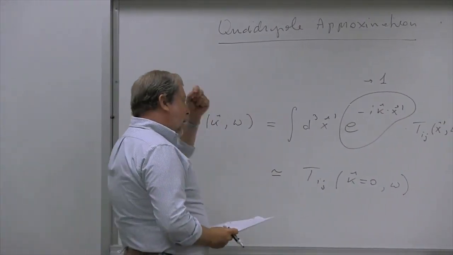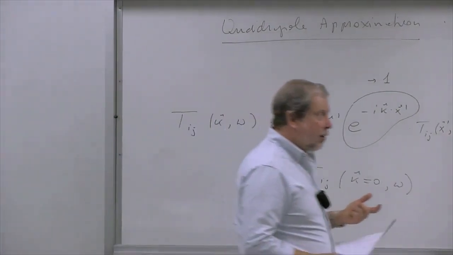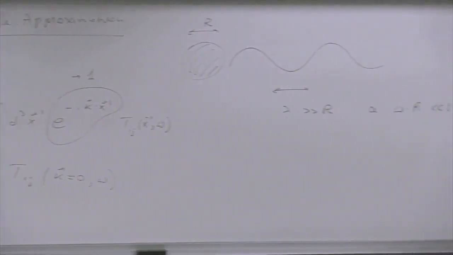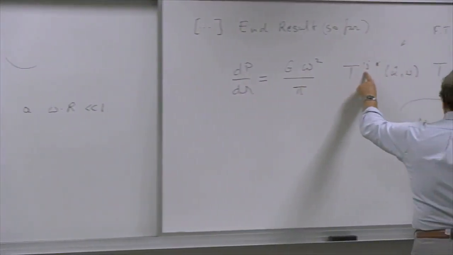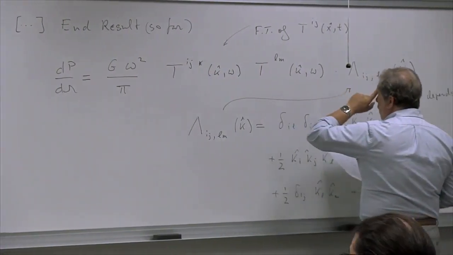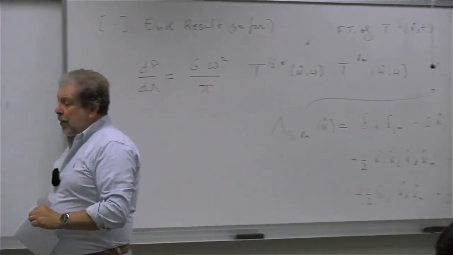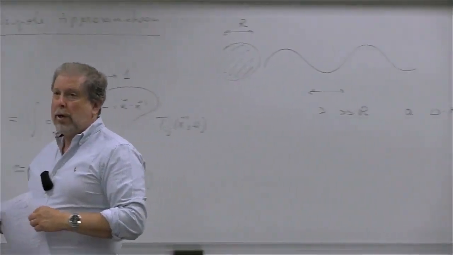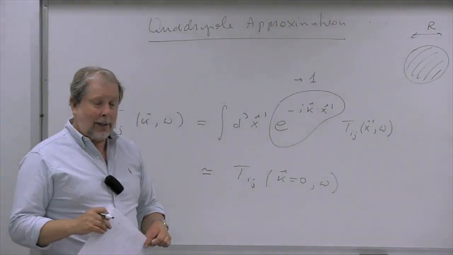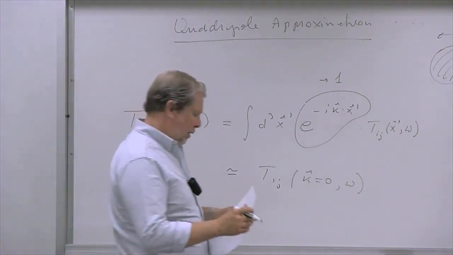Now, the other thing that is a bit of a pain at this stage is that we're dealing with all these components of the Tij, right? So i and j run over 1, 2, 3, and then we have to have the same thing here, and then we have this projection operator. But nevertheless, we know that the components of the energy momentum tensor are related to each other.